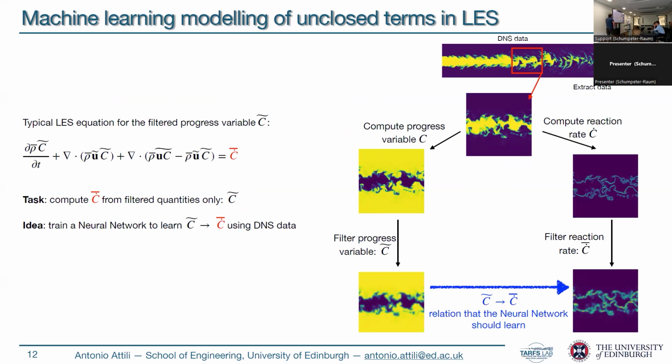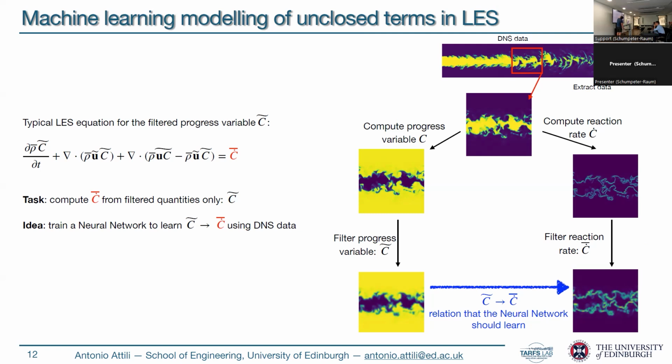And of course, there are classical ways to do this. Another option is to use a neural network where you train with DNS data with the filtered C, and then you train the neural network to compute the filtered reaction rate. This is something that's been done by various groups. And what do you do? It's the usual thing, right?